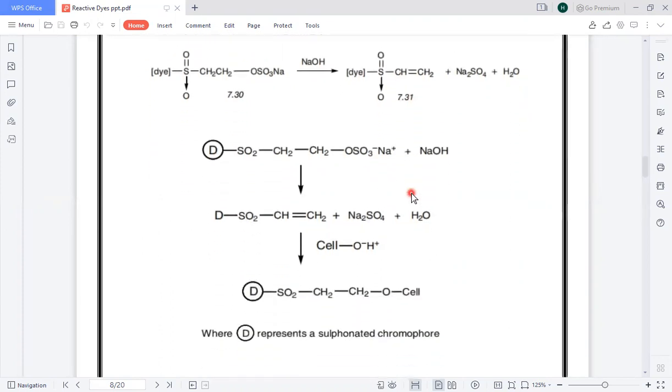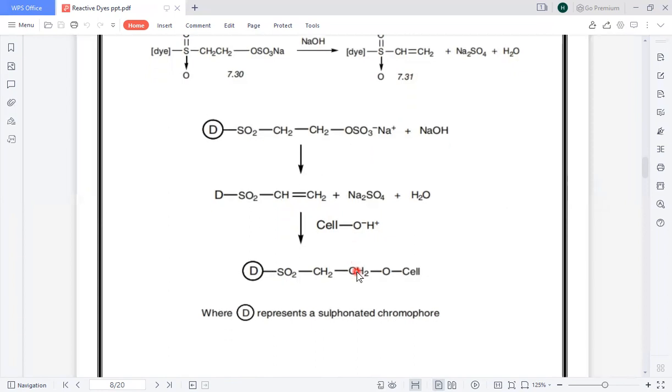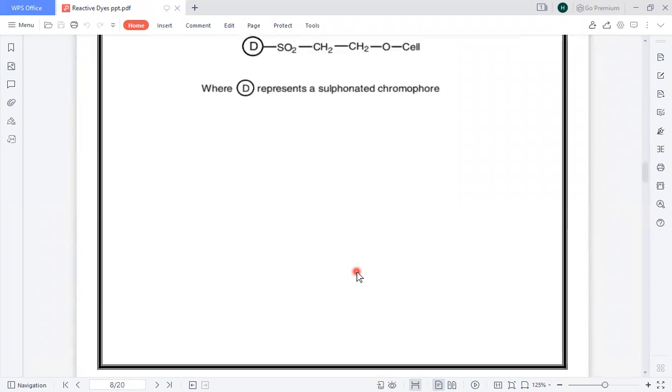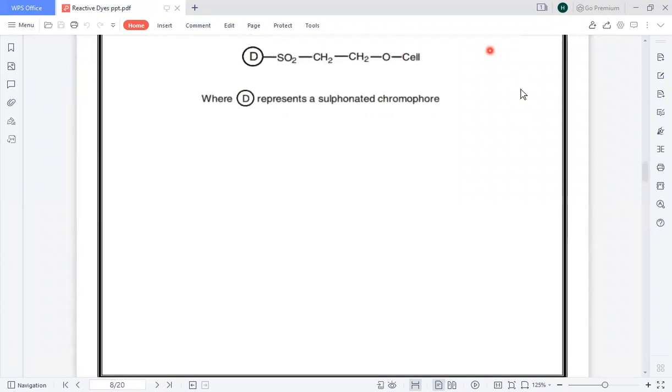And this one is the reaction of the vinyl sulfone dye with the cellulose. The vinyl system acts as the reactive system, and the cellulosate ion adds to it and gets attached to the cellulose. So this is all from my side.